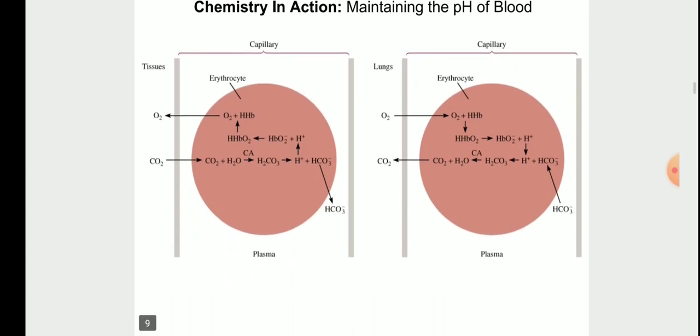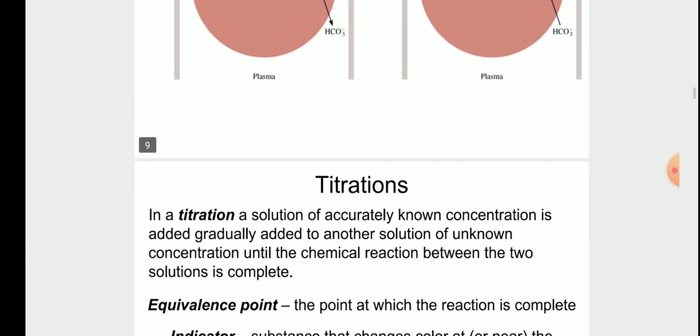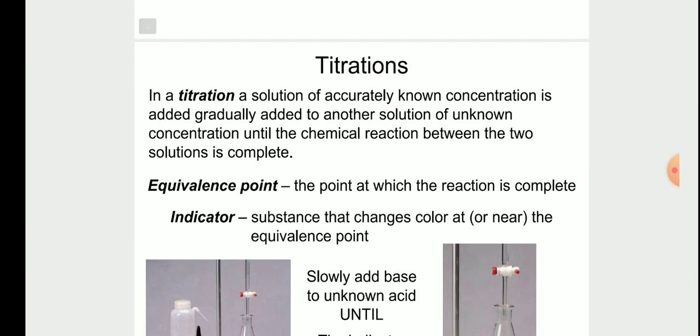So chemistry in action: this is plasma, and here the pH is fixed.